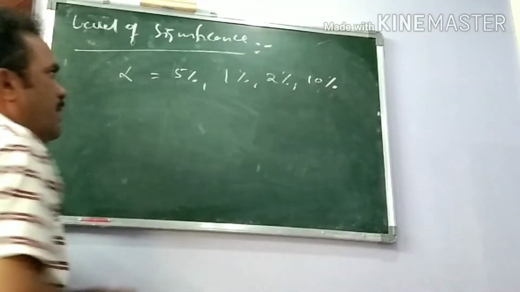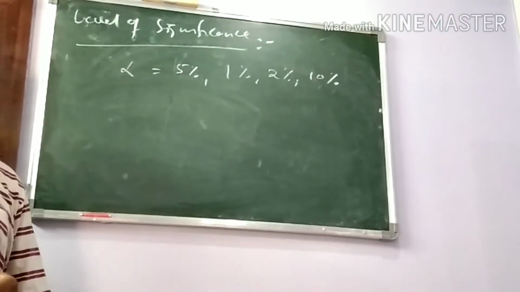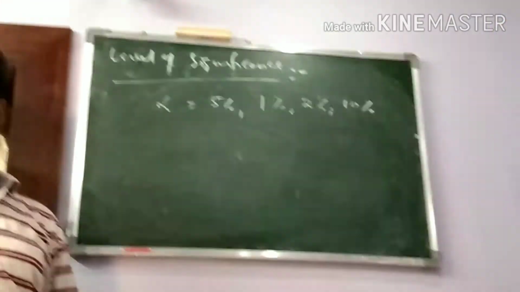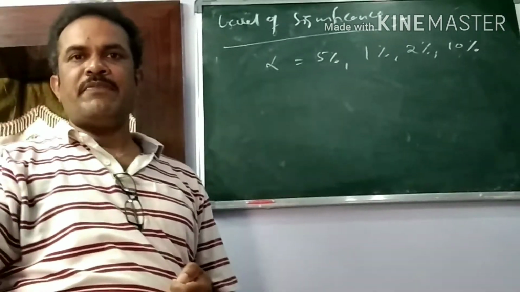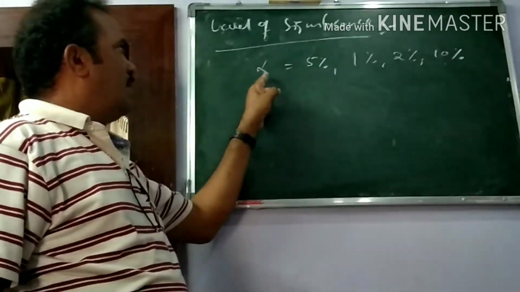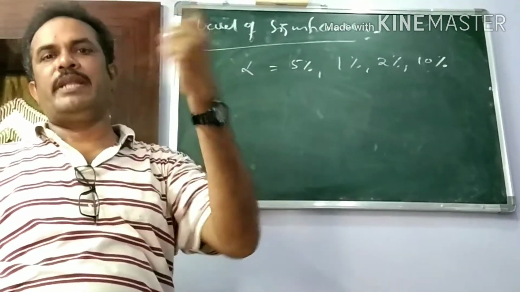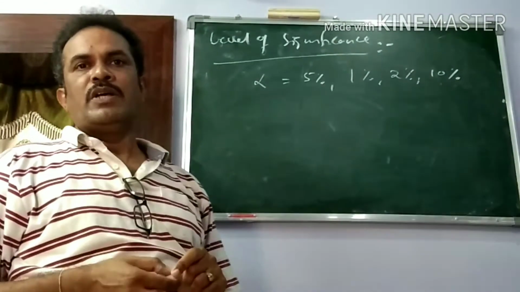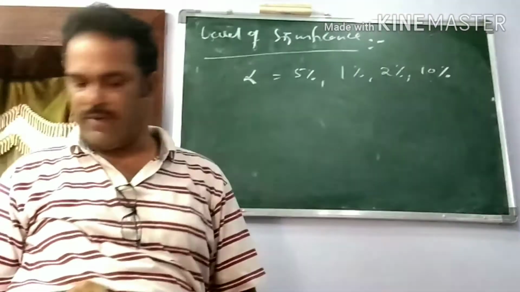What is the meaning of a 5%, 1%, 2% or 10% alpha level of significance? Suppose we consider the level of significance alpha equal to 5%. It means 5% of people will reject that statement, and the remaining 95% will accept it. That is the meaning of the level of significance. Similarly for 1% and 2%: with 1%, 1% of people will reject and 99% will accept the statement. So the level of significance is required to give the conclusion for all testing of hypothesis problems.